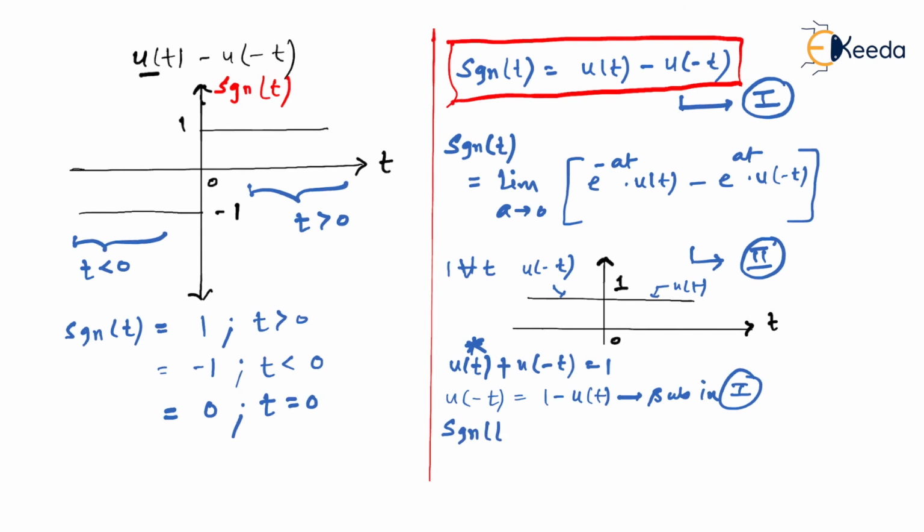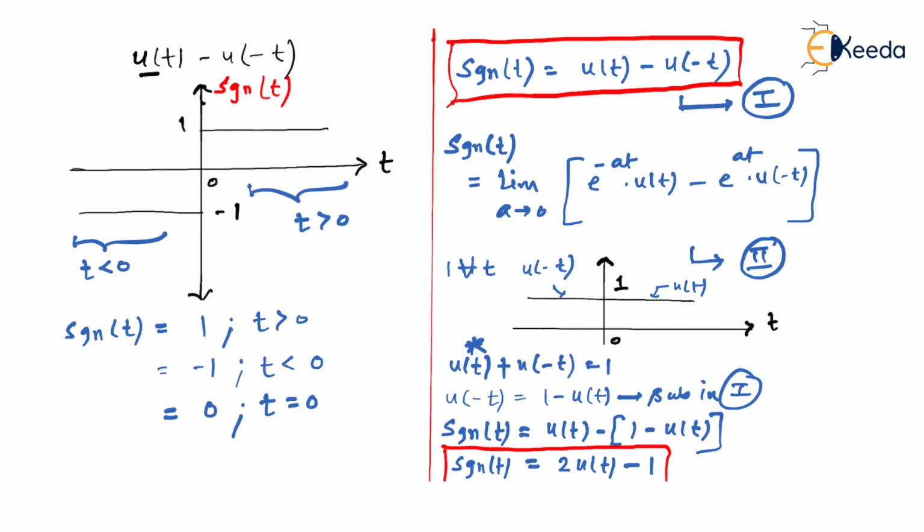Finally, I can write this as signum of t is equal to u of t minus, now in place of u of minus t, I'm going to write 1 minus u of t. So if you solve this, you'll get 2 times u of t minus 1. So remember, it is also a way in which I can represent my signum function. So this is a third way or third expression you should remember for signum function.